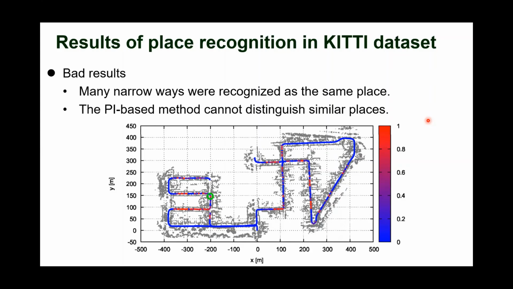Such a characteristic place can be recognized using the persistent homology. However, this slide shows the bad results. Many similar places were recognized. The persistent image-based method cannot distinguish similar places. Actually, we could not have better results in other cases as well.